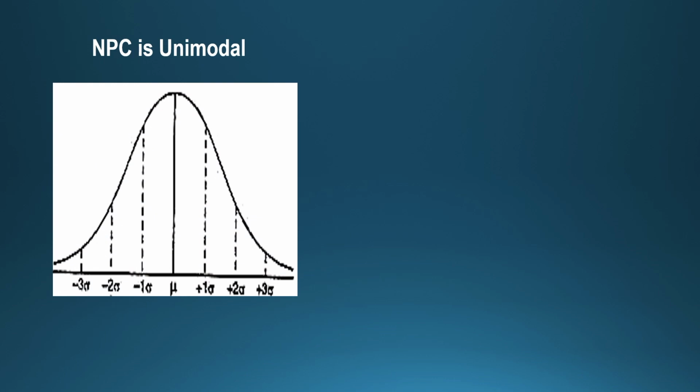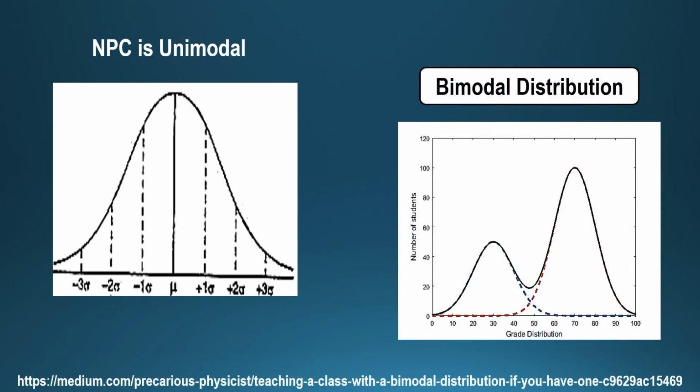Normal probability curve is unimodal. There is only one point where there is concentration of cases, and it is where the mean, median, and mode coincide, and it doesn't have two peaks as shown in the bimodal distribution.